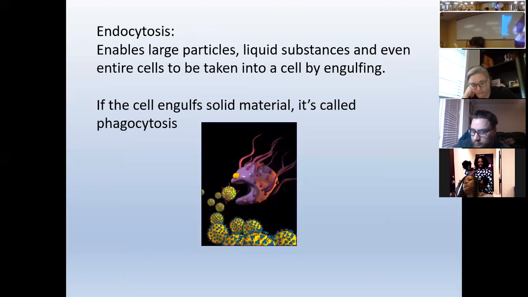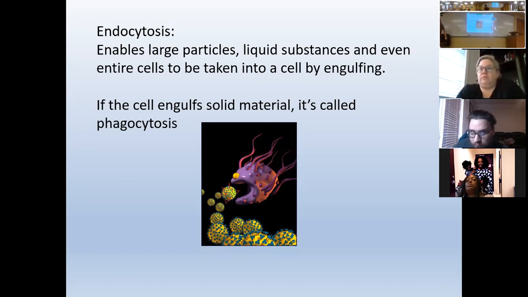All right, so here's just a picture for you little visual learners of endocytosis. This is where the cell is taking in solid material. Solid material is referred to as phagocytosis, phago or phago, depending on who taught you.